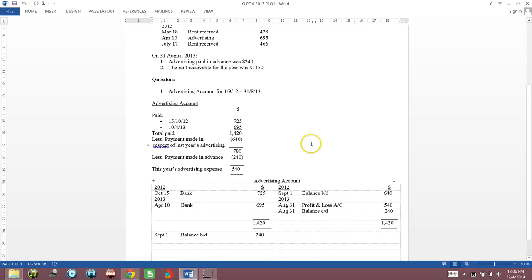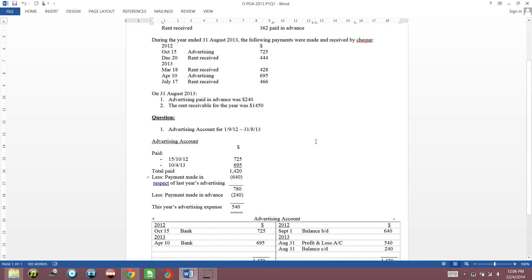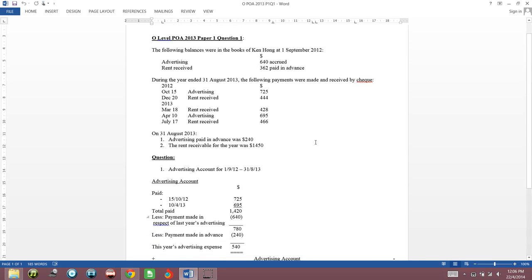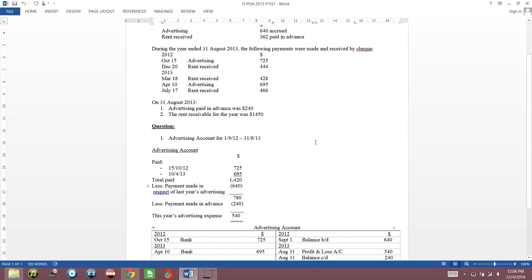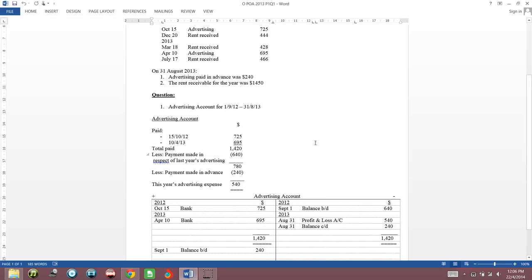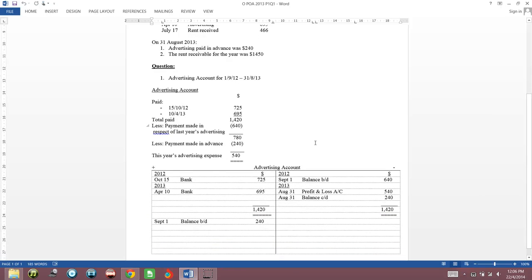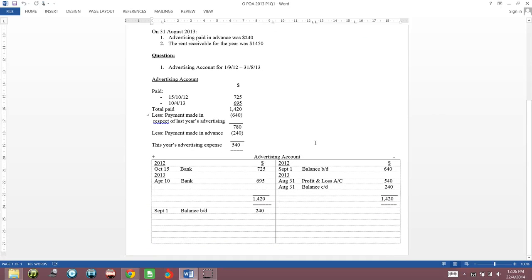So go through this. I can even make this sheet available for you. You can download it for free this round, and look at it thoroughly. Then you would be able to understand this.